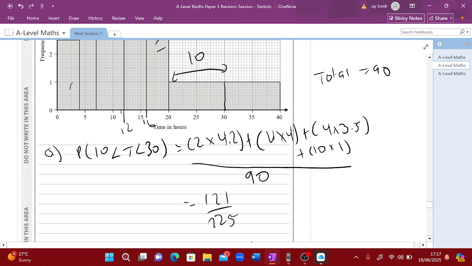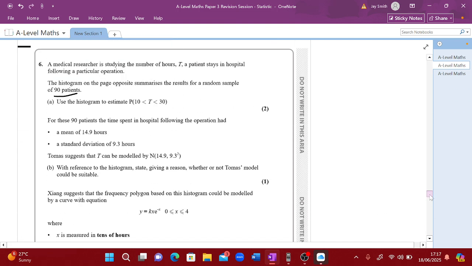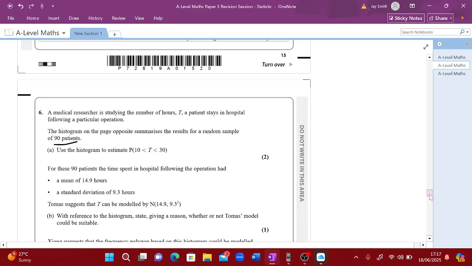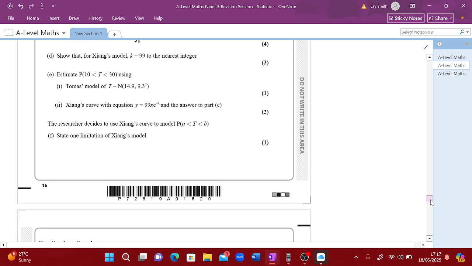Okay, so that's part A. Cool. So hopefully you know how to work with a histogram. There we are. For these 90 patients, the time spent in the hospital had a mean of 14.9, standard deviation of 9.3. Thomas suggests that T can be modelled by N. State with reference to a histogram whether or not his model could be suitable. So we have to look at the histogram.